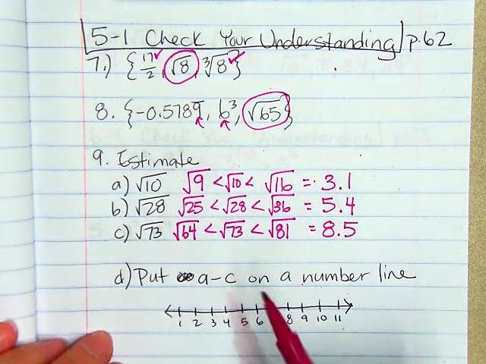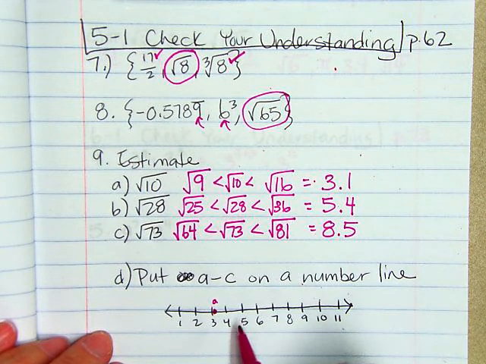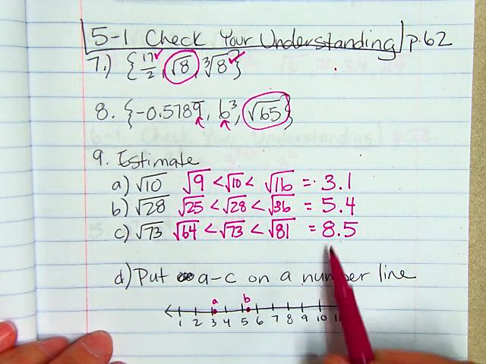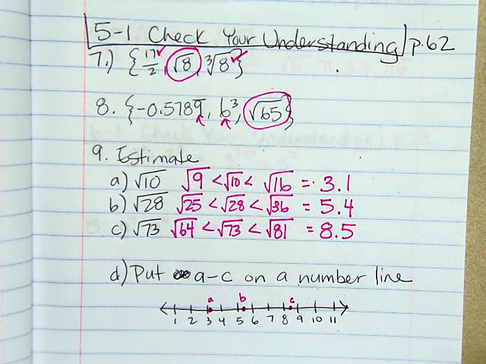Now, part D says put these three numbers on a number line in their approximate place. So my first number was 3.1, so that's going to be A right there, a little bit more than 3. 5.4 is not quite half, that's going to be my B. And then 8.5 is going to be right in the middle, and that's what I got there for C.